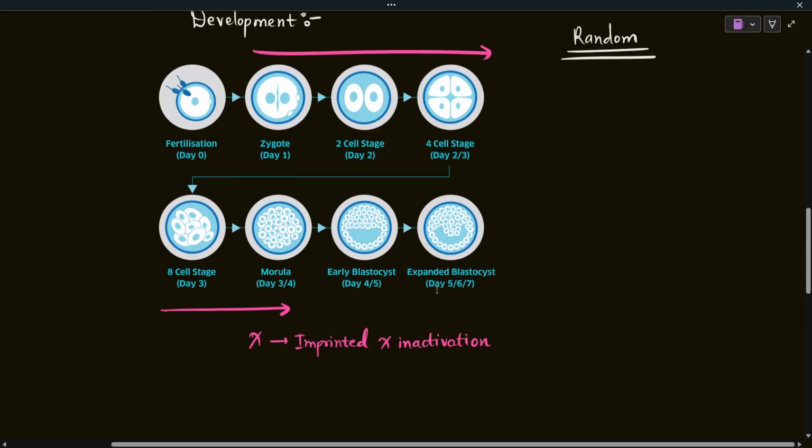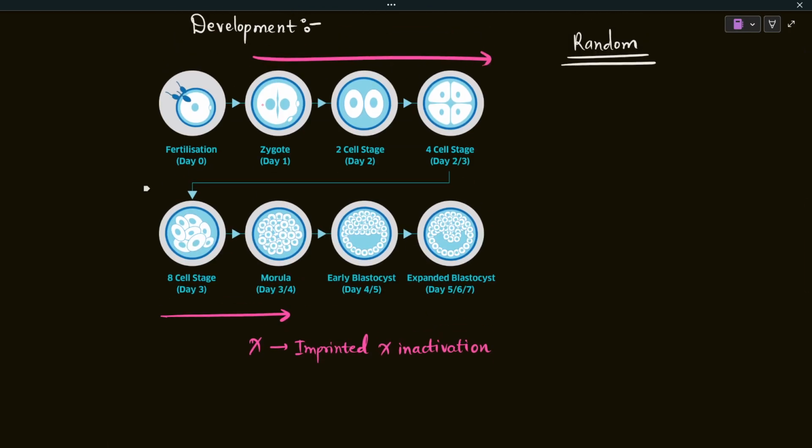Okay, so the zygote has already received one X copy from the mother and the other X copy from the father, right? So from the zygote to the morula stage, the X chromosome which is going to be inactivated is the paternally imprinted X chromosome. Okay, so the paternal copy of the X chromosome will be silenced, but this happens till the morula stage.